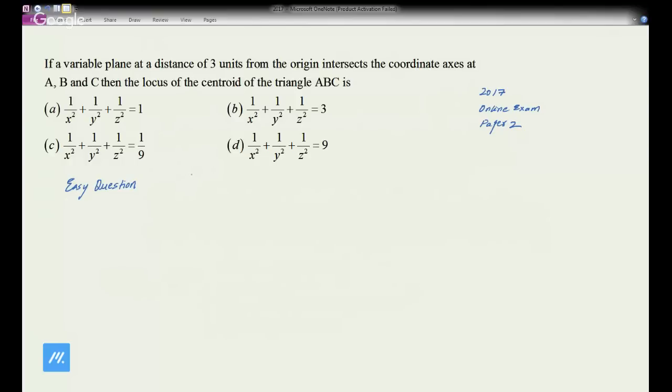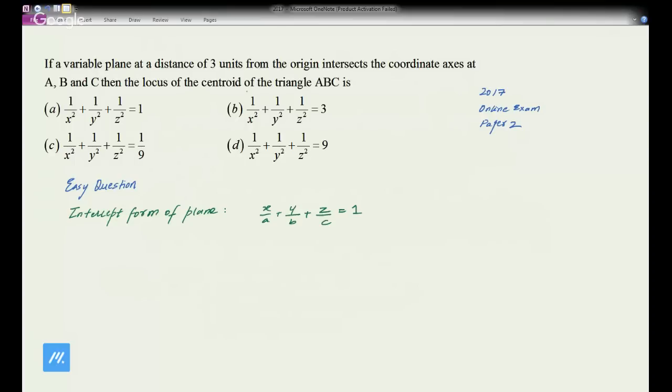Okay, so let's see. It says if a variable plane at a distance of 3 units from the origin intersects the coordinate axis at A, B, and C. So you must have done the intercept. So this actually asked you the intercept form of the plane. What is the intercept form of the plane? That is x by a plus y by b plus z by c equal to 1. Similar to what you have done for line. Intercept form of line is similar to intercept form of plane.